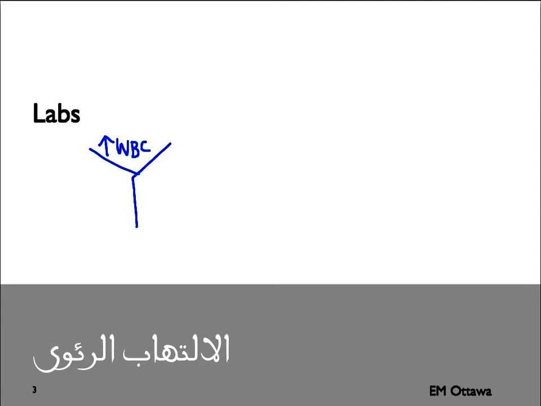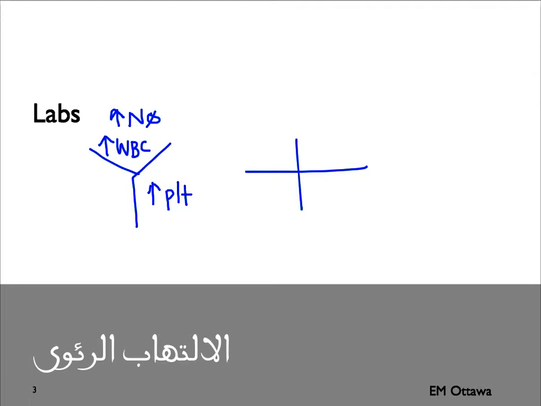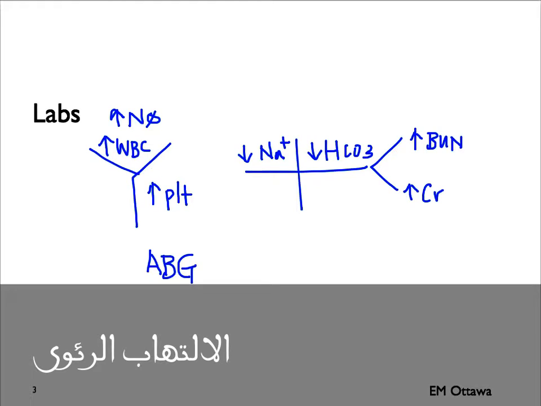In patients with pneumonia, we expect their white blood cell count to go up, together with their neutrophils. We also expect their platelet to go up as part of an acute phase reaction. In terms of their electrolytes, sicker patients might have hyponatremia. They may also be acidotic. They might have impaired renal function. Sometimes an ABG is done in patient with respiratory failure. In the well-looking patients, an ABG is not necessary.